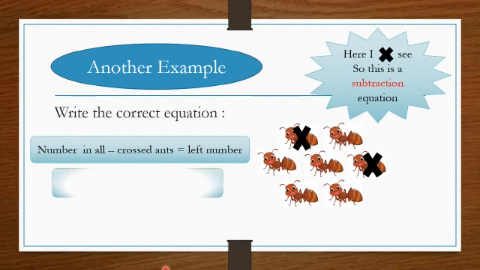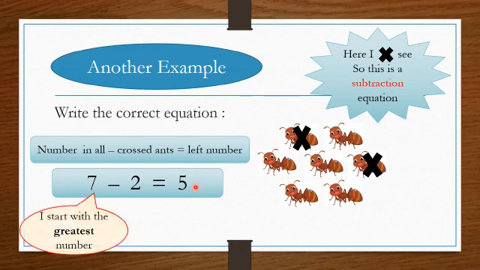The number in all is 1, 2, 3, 4, 5, 6, 7. I write 7 minus the crossed ants are 1, 2. I write 2 equals the left number of ants that are not crossed. We have 1, 2, 3, 4, 5. I write 5. So the subtraction sentence is 7 minus 2 equals 5.